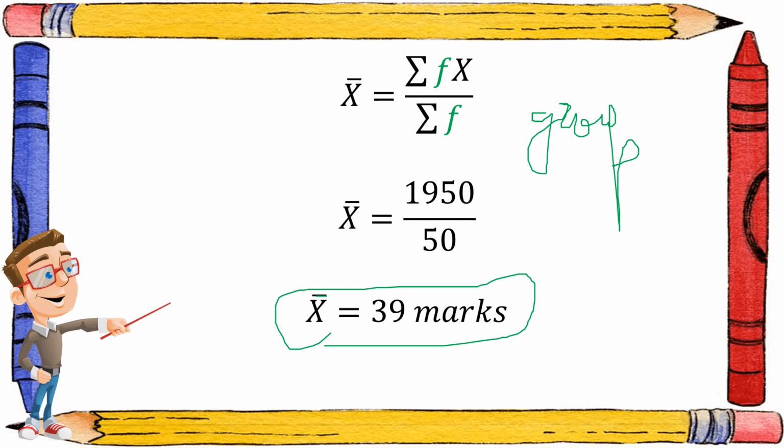And what is the formula for group data? There is a summation f in it and summation fx. So when the frequency distribution table is there and you have to find the arithmetic mean, it's clear that the formula to be used is x bar is equal to summation fx over summation f. You have to generate a full frequency distribution table.